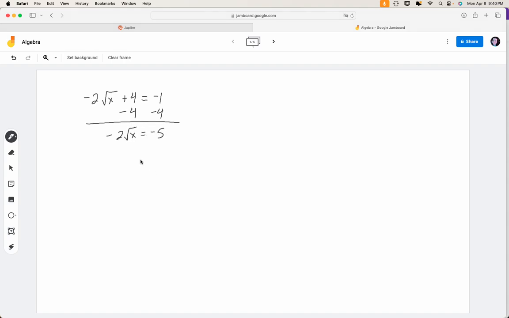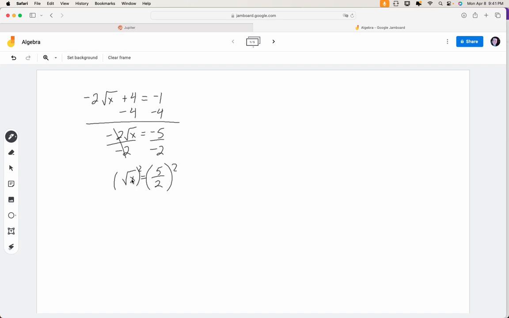Okay, now I know that this is negative 2 times square root of x. So I want to get rid of this factor here. So I'm going to divide both sides by negative 2. This would cancel, and this gets square root of x, and negative is a positive. So now I have square root of x is equal to 5 over 2. Now I know that if I square this, I can get rid of the radical sign because it would cancel. But whatever I do to this side, I have to do to this side, right?